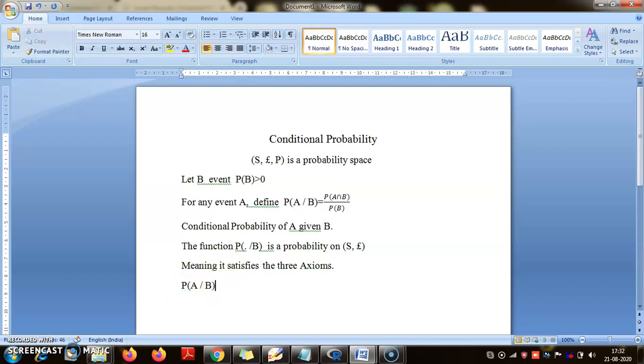So what was axiom 1? That this is a non-negative number, and this is trivial. Why is this trivial? Because it is a ratio where the numerator and denominator are both probabilities, so this is a non-negative number. Now this is slightly not trivial: S given B. What do you think this is equal to? If I go back to the definition, it will be probability of S intersection B. But B is an event, that means B is a subset of S. So what will be the numerator? S intersection B will be B. So probability of B by B is equal to 1.